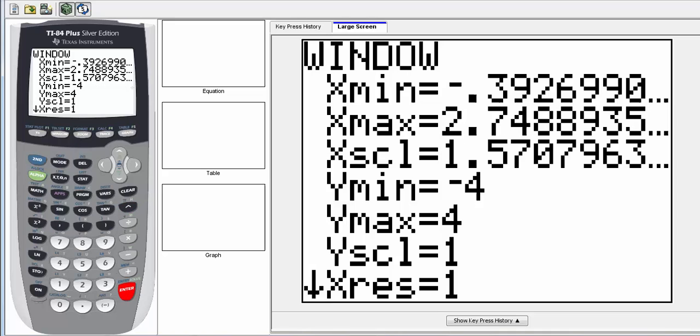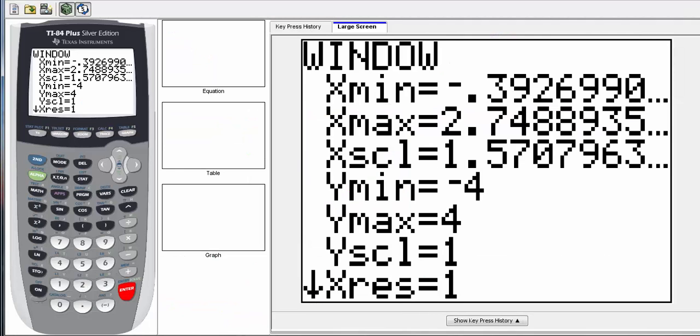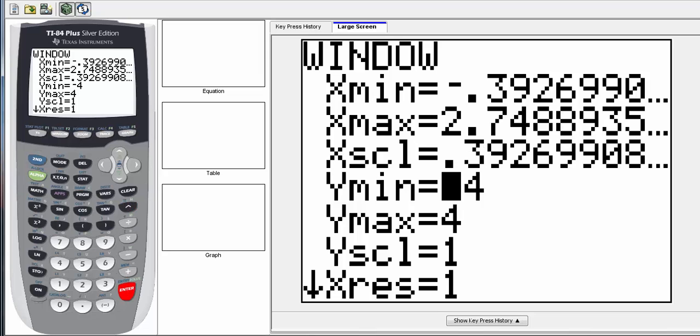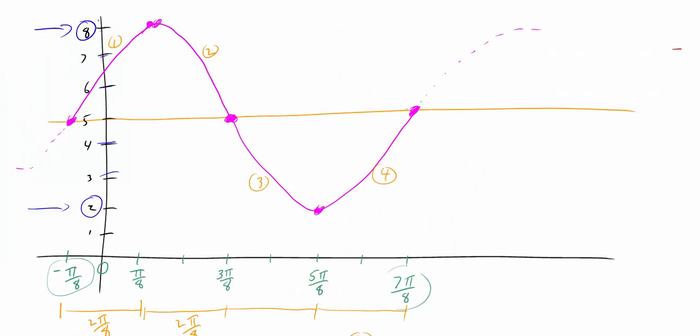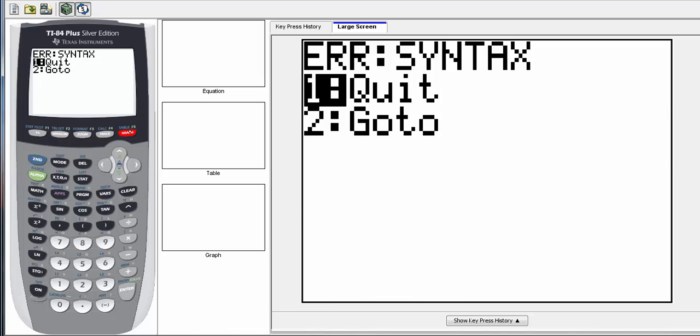And the scale, if you notice here, was pi over 8, so let's make the scale here pi over 8. And then y minimum, we'll just make 0, and the y maximum will go all the way up to 8. Just so we can see the graph a little better, let's make it one bigger, so we'll go up to 9. And let's see if we look at the graph, and let's see, what did I do wrong?